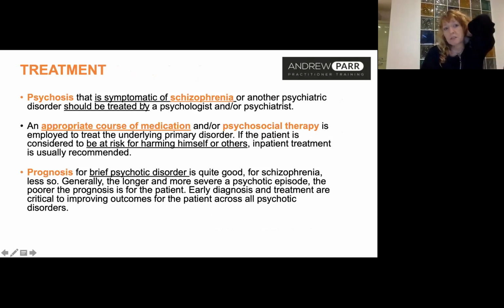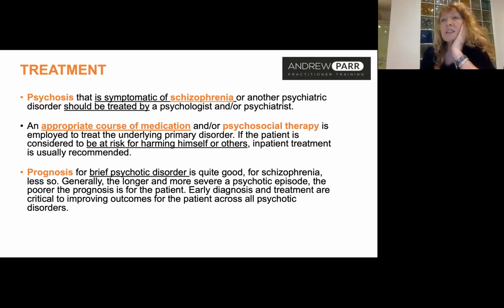Okay, so as you know, psychosis is often symptomatic of schizophrenia and other psychiatric disorders, so would be treated and diagnosed by a psychologist or a psychiatrist, not by us. Unless you have that qualification yourself in addition to this. Quite often they would need to be on a course of medication and certain types of therapy that they would be doing.